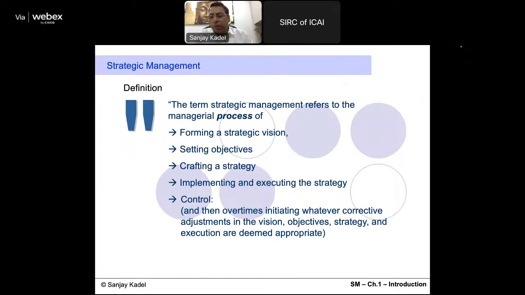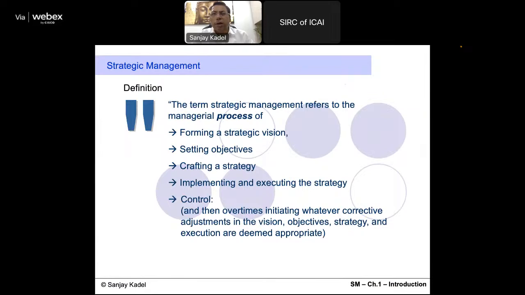execute the strategy. So while implementing and executing, definitely you will face some practical issues. Those practical issues, when you come across, you will have to exercise control. Control, when we say, it means corrective adjustments related to your execution or your implementation activity. And sometimes, if you are not able to get results out of your implementation and execution, maybe the strategy which you crafted is flawed. So you may have to correct your strategy.